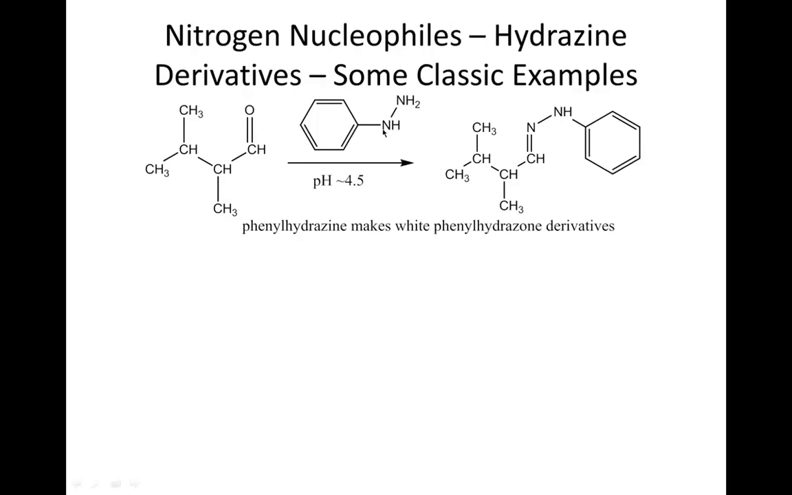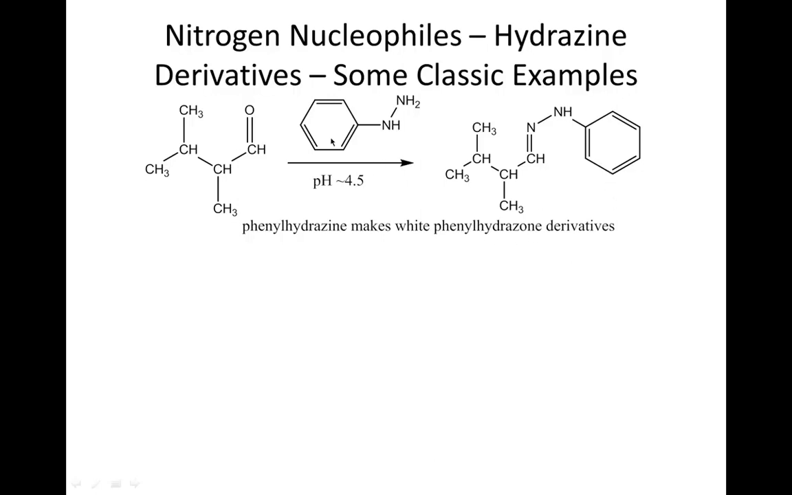If we take one of those hydrogens off of hydrazine and put a benzene ring, a phenyl group, on there, this is called phenylhydrazine. Again, we're just using this as an example of a primary amine. This is going to be the more nucleophilic nitrogen of these two nitrogens. So we'll just make a double bond between that nitrogen and this carbonyl, and there you go. There's a product, and this is called a phenylhydrazone derivative.